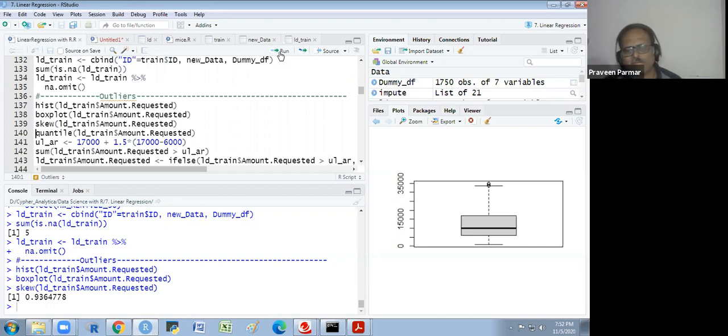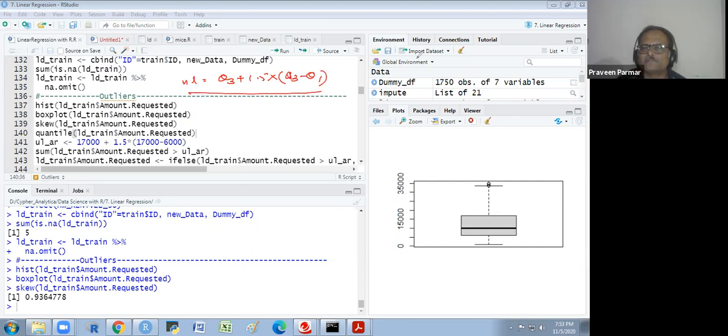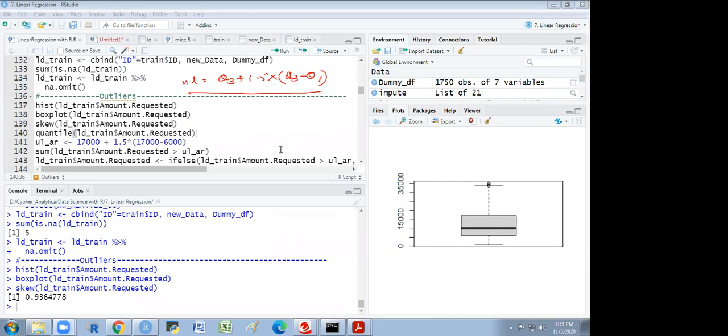Now, when we get this skewed data, we have to find the upper limit of outlier for this amount requested. So first I will see the quantile, or we have the formula for this. I will write that formula again here. Formula for upper limit of outlier: Q3 plus 1.5 into Q3 minus Q1. It means IQR. Got it? Any doubt?